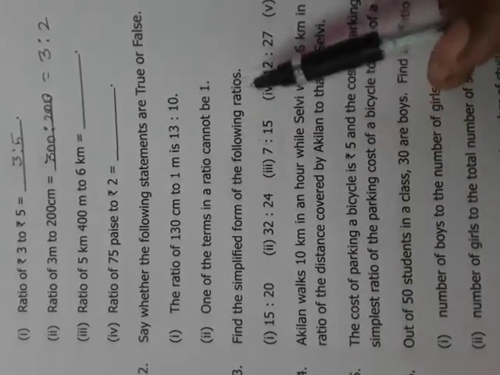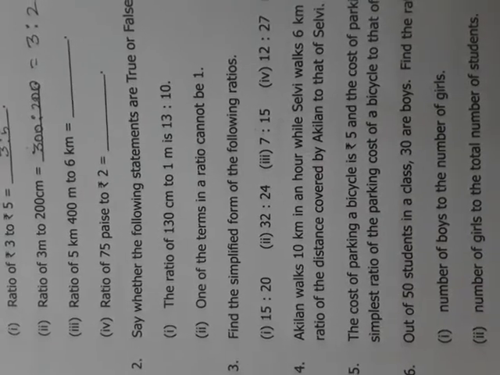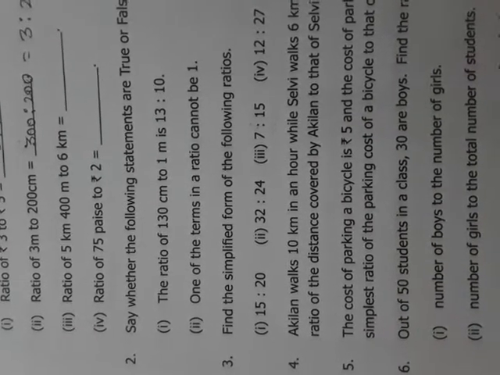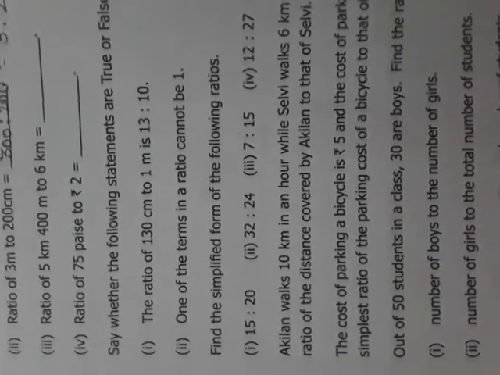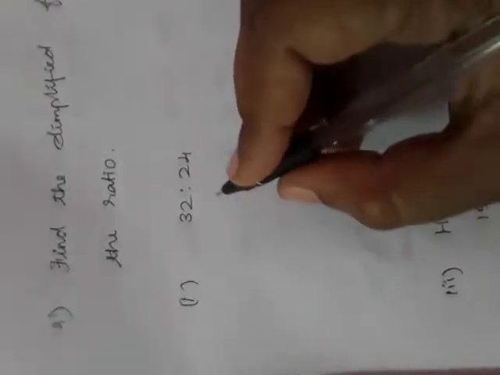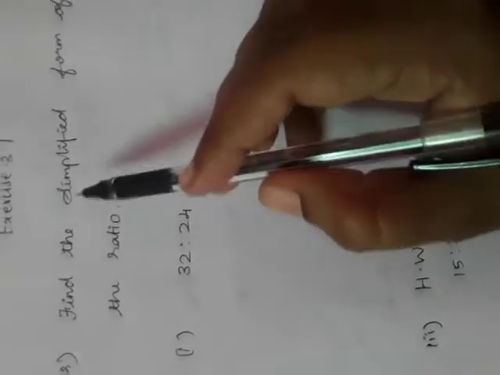What is the third sum? Find the simplest form of the following ratios. So greater numbers are given. Simplified form is nothing but you want to make the ratio the smallest ratio. Simplify is nothing but smallest. Remember like this. So I took one sum: 32 is to 24. What you want to do is the simplification.